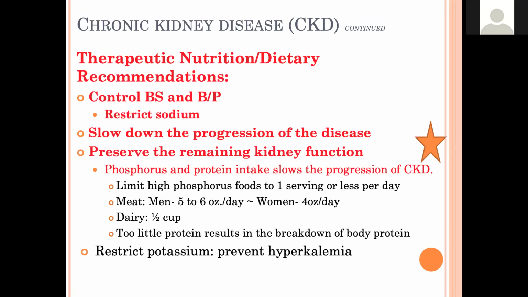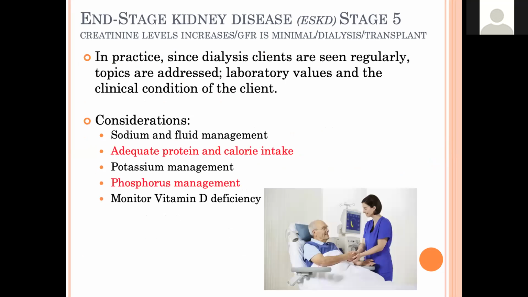We try to control blood sugar and blood pressure. We cut sodium, and that helps take strain off of the kidney. We preserve remaining kidney function, right? Limiting phosphorus and protein intake is going to slow the progression of the disease. We want to limit high phosphorus foods to a serving or less per day. Meat for men, 5 to 6 ounces, for women, 4. Dairy, half a cup. Too little protein is going to result in the breakdown of body protein, and we want to restrict potassium in order to prevent hyperkalemia, right?